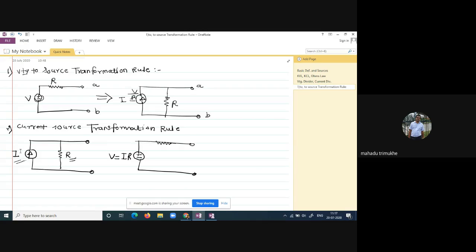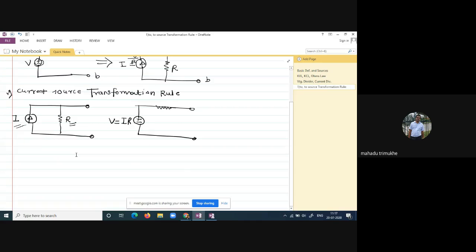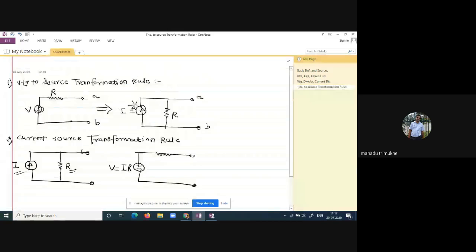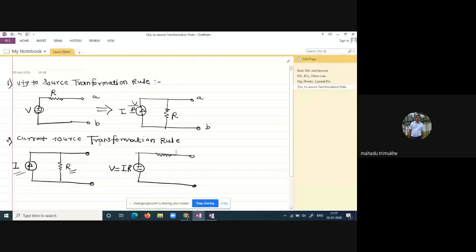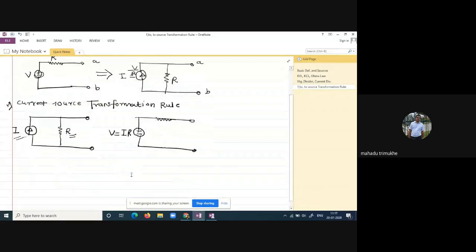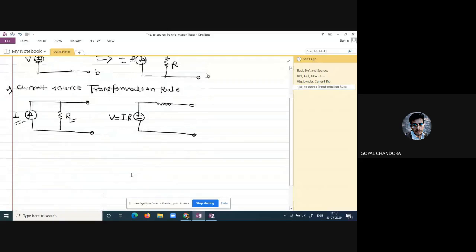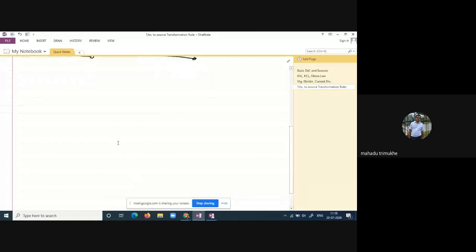Or when a current source is in parallel with the resistance, that circuit we call a Norton circuit. That we'll see in the theorem session. I hope these things are clear to you: the voltage transformation rule and the current transformation rule. Is there any doubt in that? Okay, then we'll see one example based on the source transformation rule.